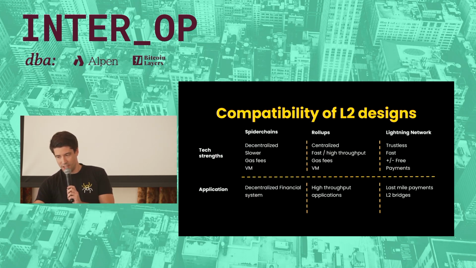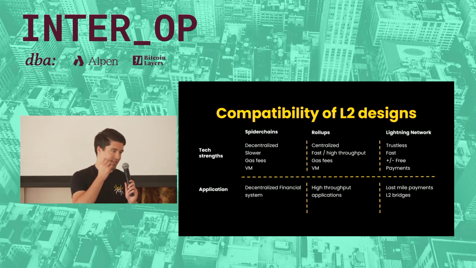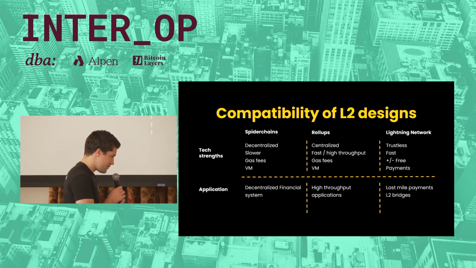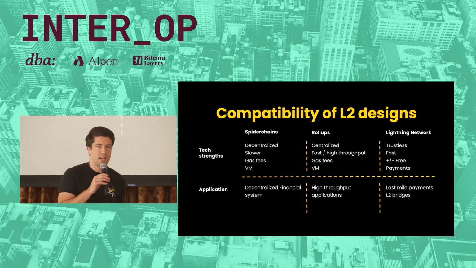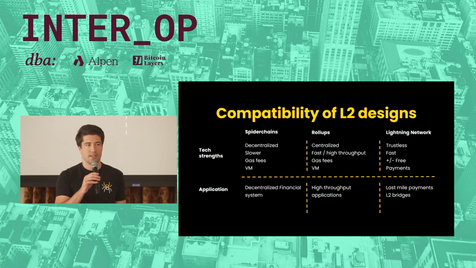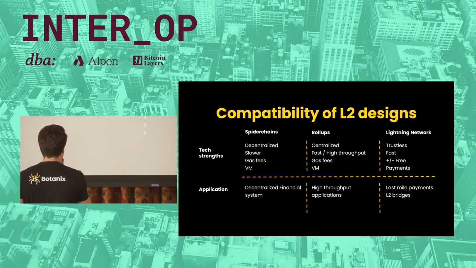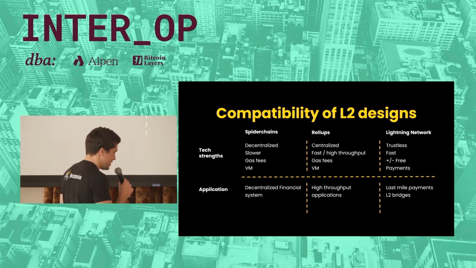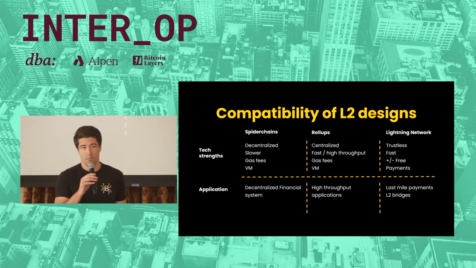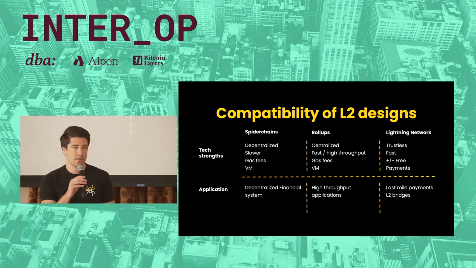Let me actually go to this slide, which is the last slide. So we talked a little bit about the design of the Spiderchain. What does that mean for rollups? What does that mean for the Lightning Network? There's a whole set of tech trade-offs. Basically, for rollups, I think personally they should double down on being more centralized and extremely high throughput.